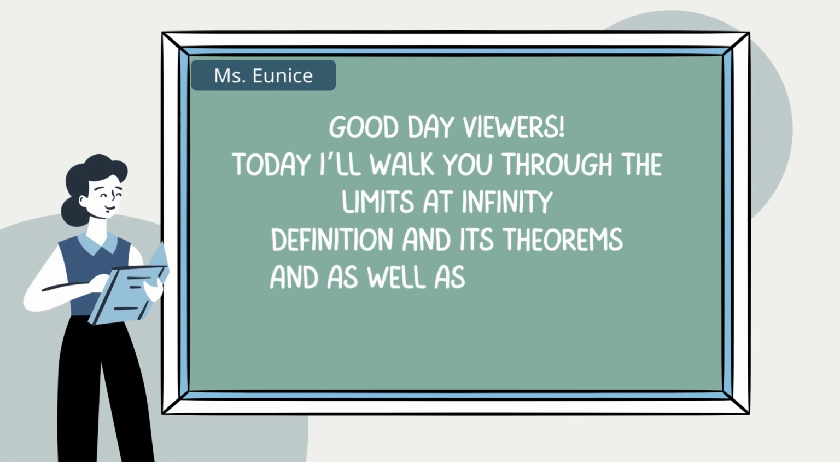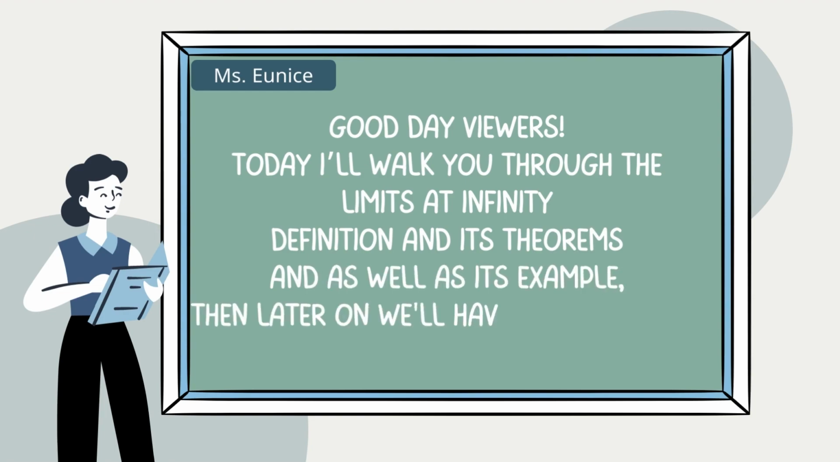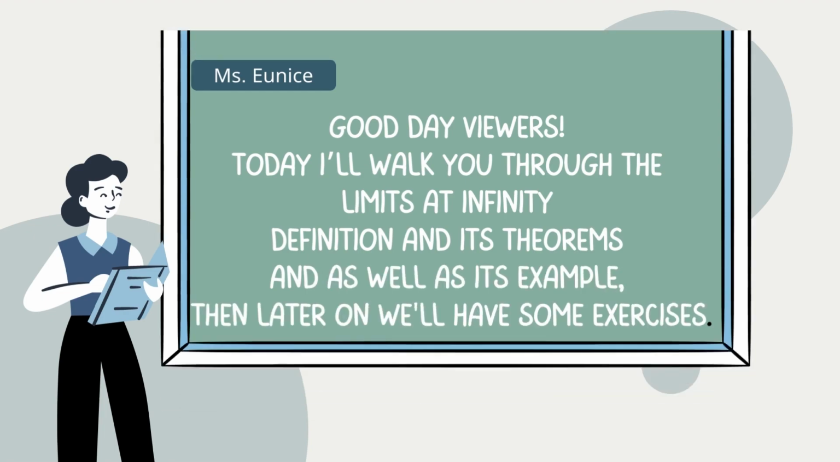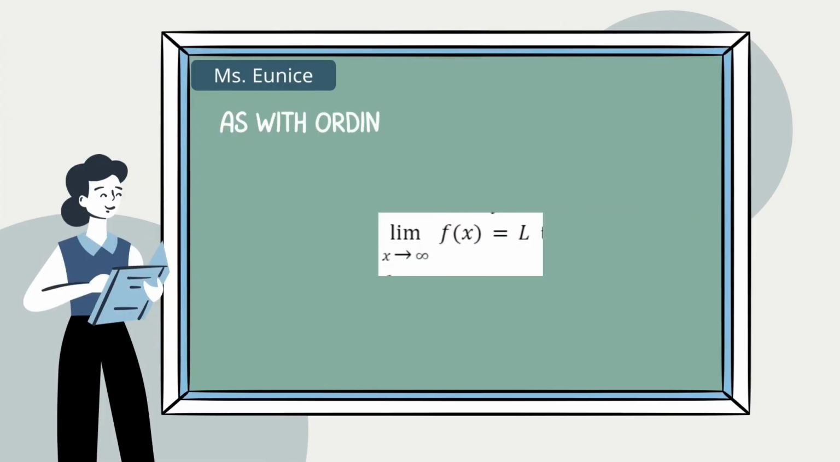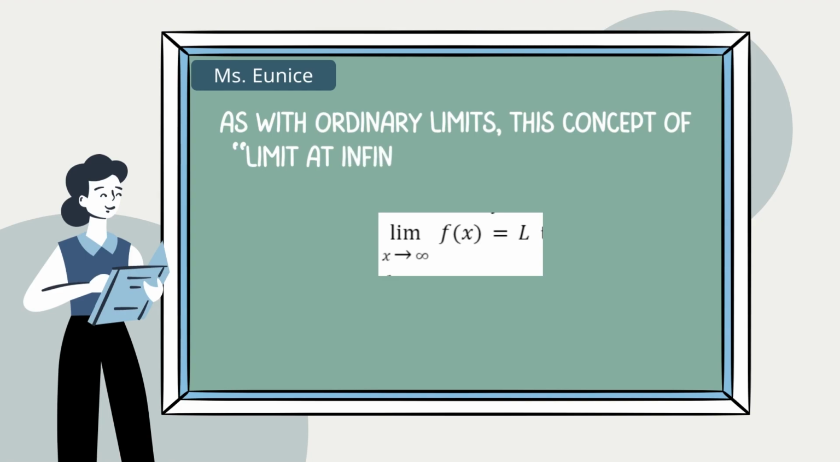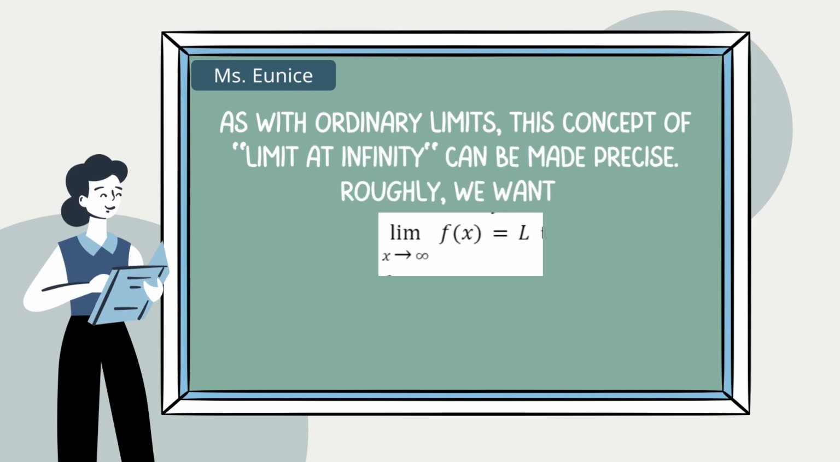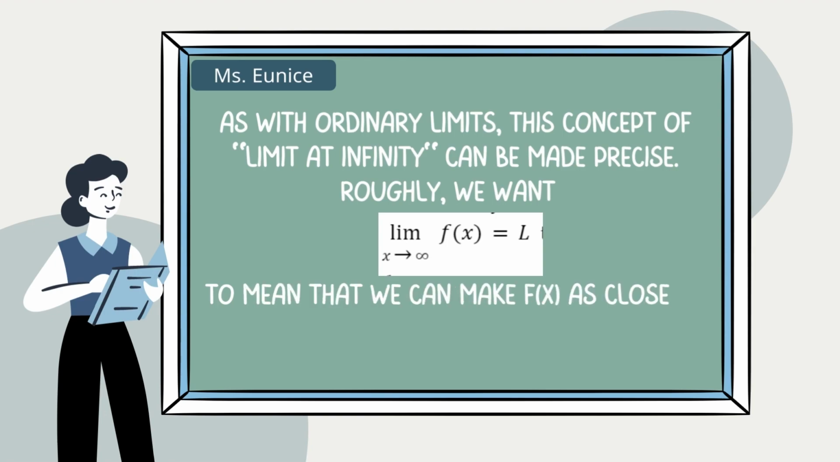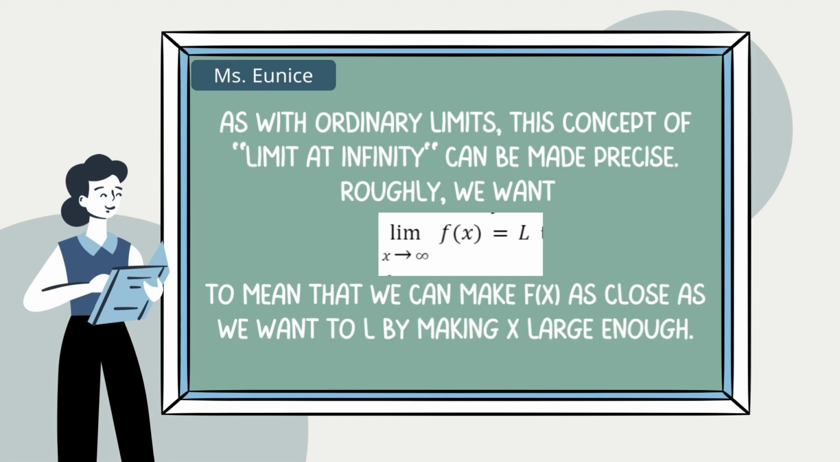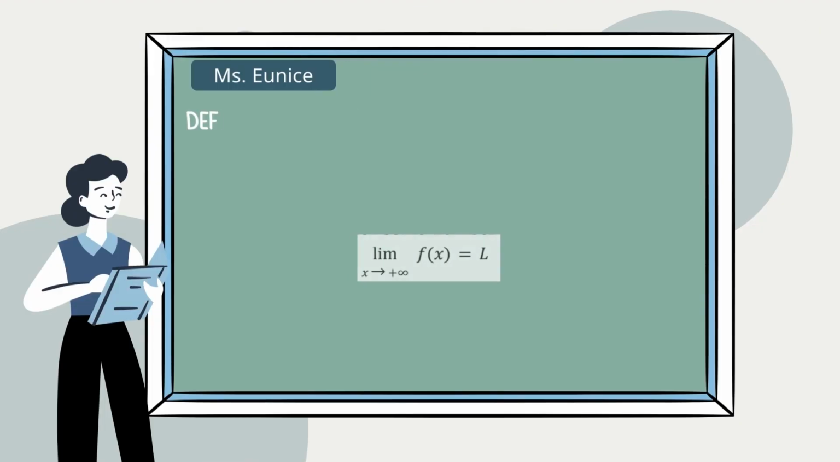theorems, as well as its examples. Then later on, we'll have some exercises. As with ordinary limits, this concept of limit at infinity can be made precise. Roughly, we want the limit of f of x as x approaches infinity equals L to mean that we can make f of x as close as we want to L by making x large enough.